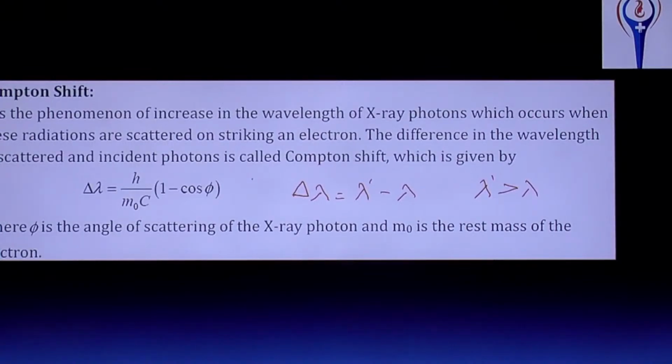Actually, in our derivation we used to give theta only, because phi will be a recoil angle, another angle. According to this formula, phi is the angle of scattering, or scattering angle, and m naught is the rest mass of the electron. What is the rest mass of the electron? That is the electron mass when at rest. M naught equals 9.1 into 10 power minus 31 kilogram. This is the rest mass of the electron.